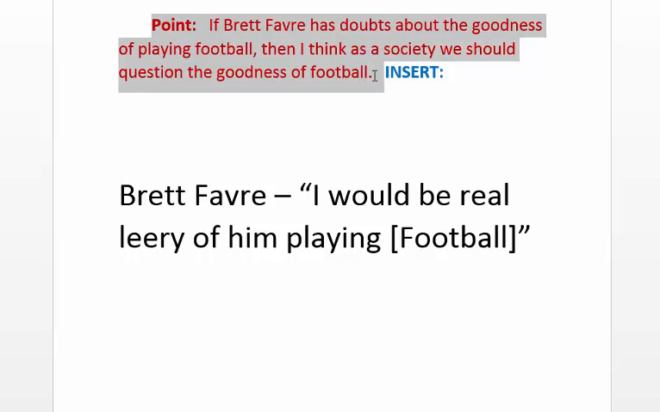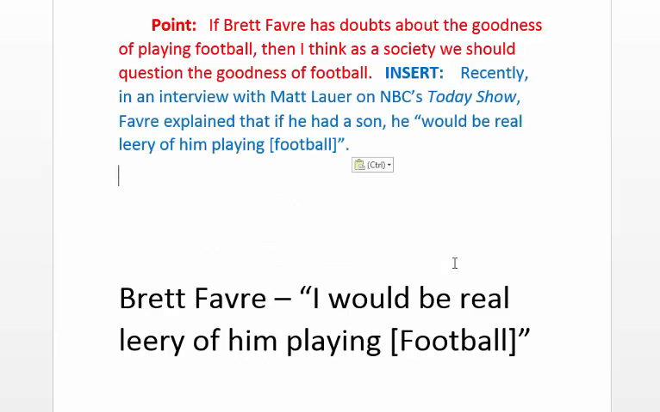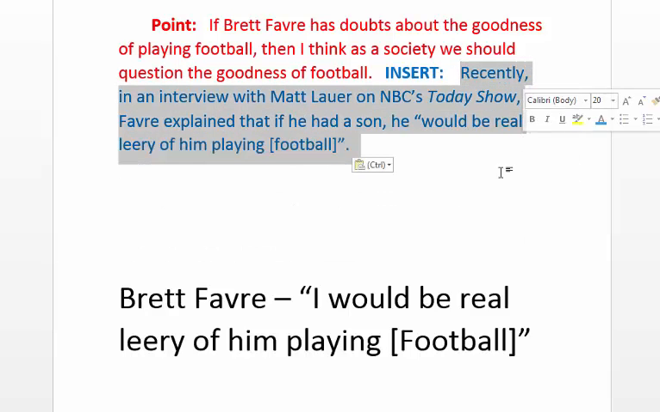That's a nice clear point, but the difference between, say, talking with your friends about NFL football and writing about it in an academic essay is we expect you to insert some kind of specific evidence, support, an example, something that would support the point you're making. So here's how I might insert the quote I want to use by Brett Favre. Recently, in an interview with Matt Lauer on NBC's Today Show, Favre explained that if he had a son, he would be real leery of him playing football.